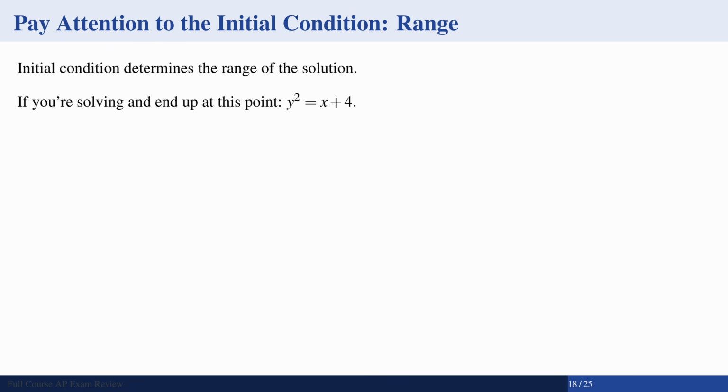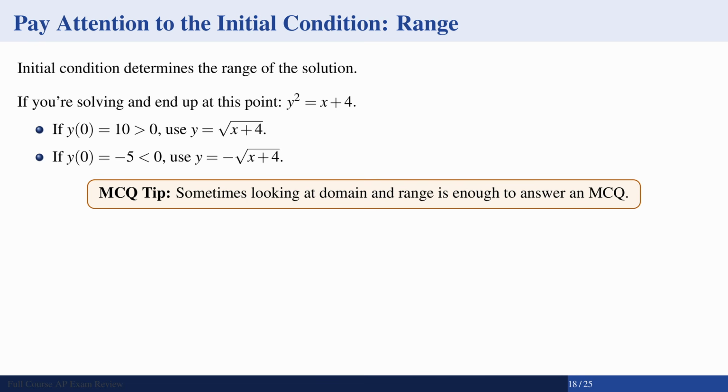The other way the initial condition can impact your solution is the range. So the initial condition actually determines the range of the solution, right? If you are solving and you end up at y squared is equal to x plus 4, that means that y is either the positive or negative square root of x plus 4. If your initial condition has a positive y value, like y of 0 is 10, that's bigger than 0, you're going to choose the positive square root. If you start with y of 0 is -5, which is less than 0, you choose the negative square root. That's how you can decide which one to choose. Sometimes on multiple choice questions, just looking at the domain and range is enough to answer the question.